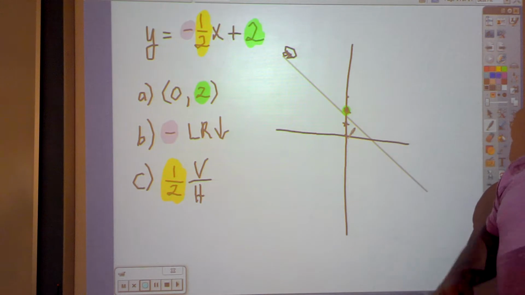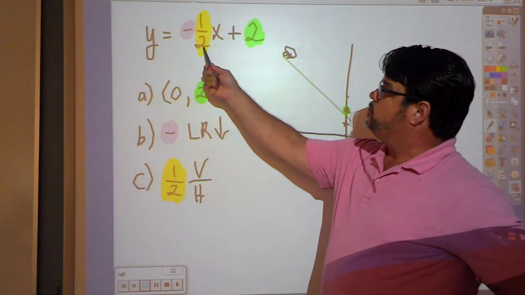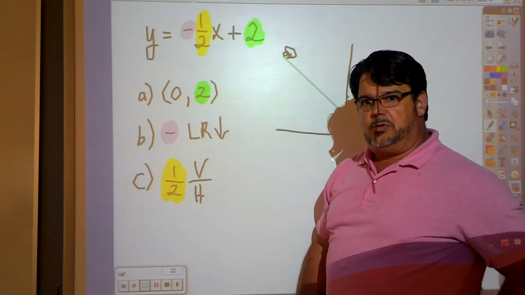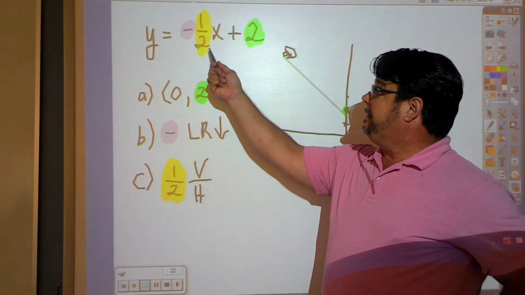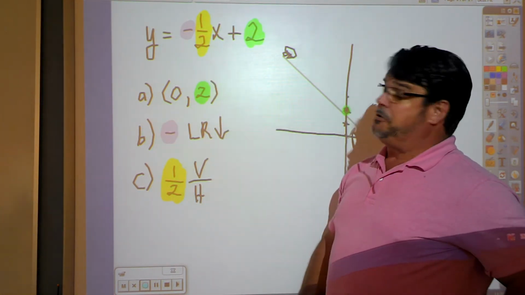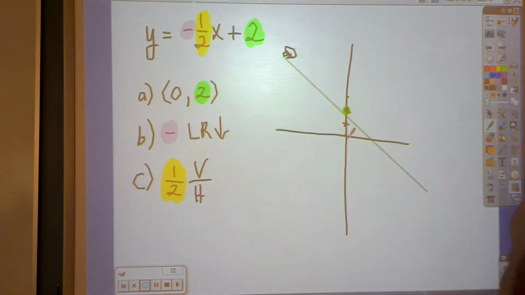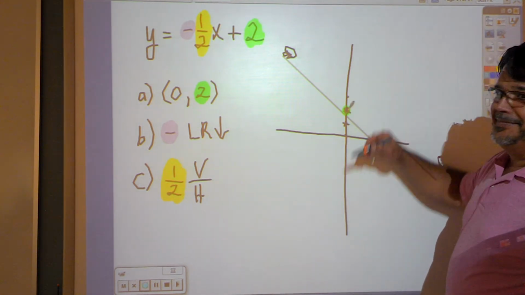Can you explain to me where the vertical over the horizontal came from in this problem? Right there. It will always be given to you, unless you have to calculate it. It's going to be right there. It's right in front of the X. So throw back to 8th grade. That's slope basically, slope from pre-algebra. Slope is rise over run.